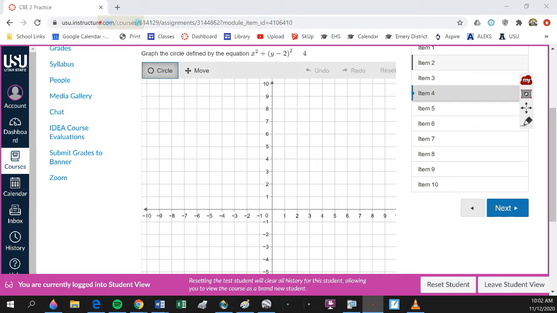All right, so let's go back here. Draw a circle. Well, how far left and right do we go? 0. But I do need to move up 2. Okay, and then what's my radius? 2. So, super easy. Okay?